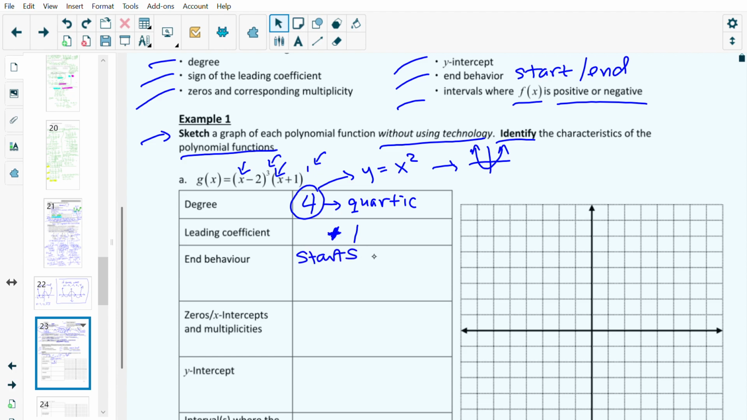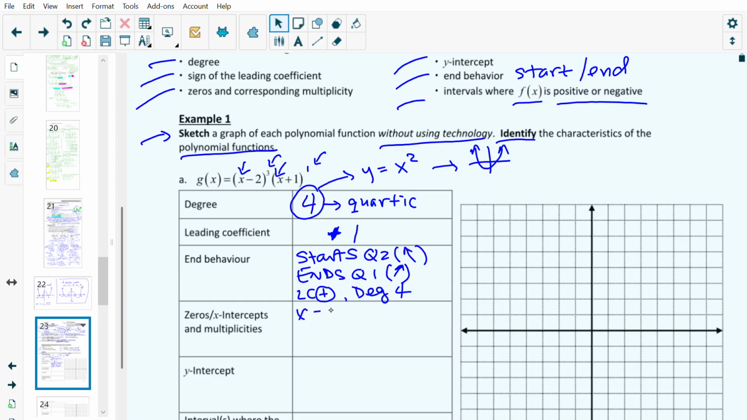So it starts in quadrant 2, so like this, and ends in quadrant 1, like that. Okay? Because the LC is positive, and we have a degree of 4.